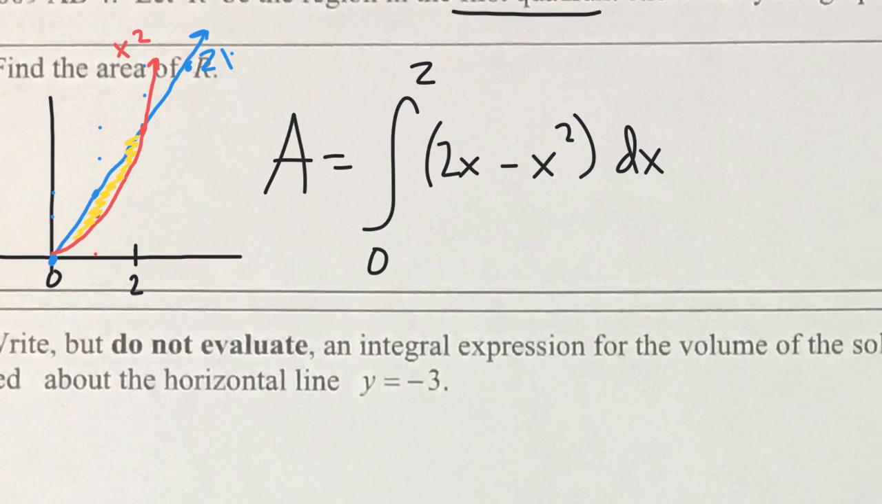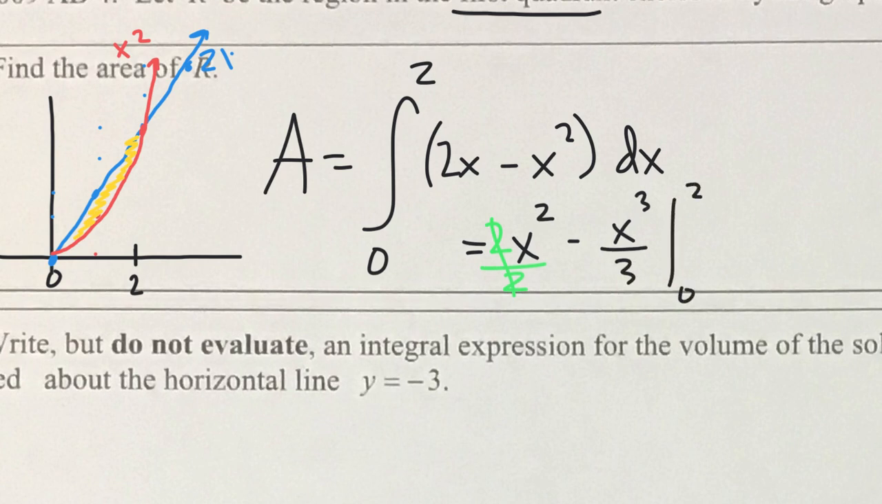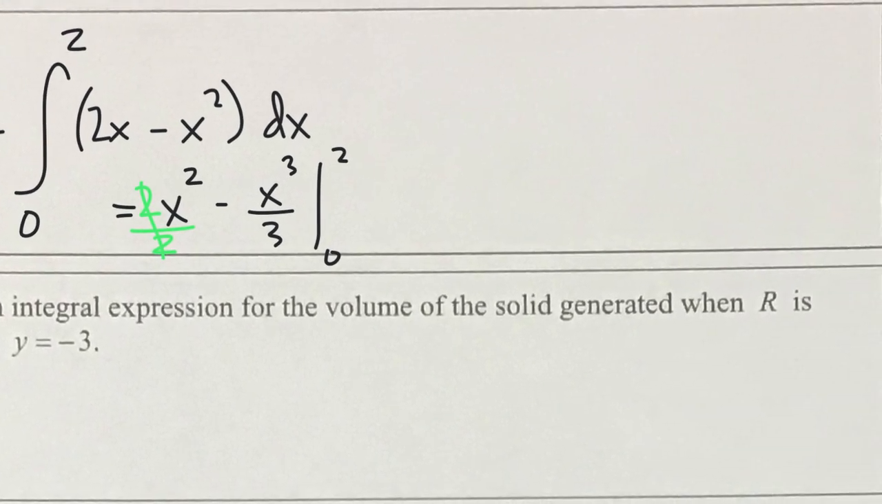So let's take the antiderivative of 2x, which is just x squared, right? So it's 2x squared divided by 2, but 2 divided by 2 cancels out, right? So x squared minus x cubed over 3, and we're going to evaluate that from 0 to 2. So nothing too crazy here.